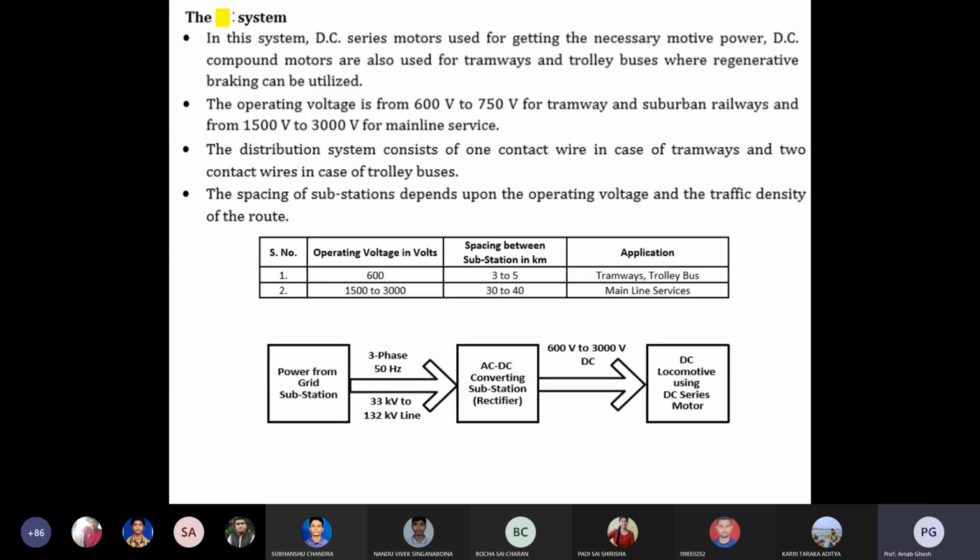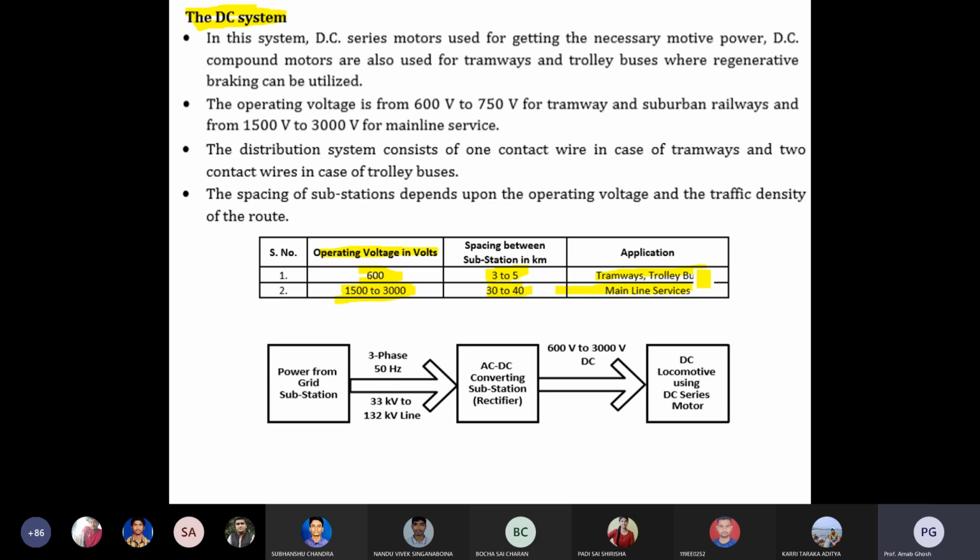So for the DC system, what is our configuration? So what is our basic here? Operating voltage value is 600 volt. Okay, 1500 to 3000 volt. For spacing between two stations, differences are there. So 0.5 to 3 kilometer, suburban. This is for urban service. So 0.5 to 3 kilometer stoppage in between. Another one is 30 to 40 kilometer. Okay, so it is your main line service.